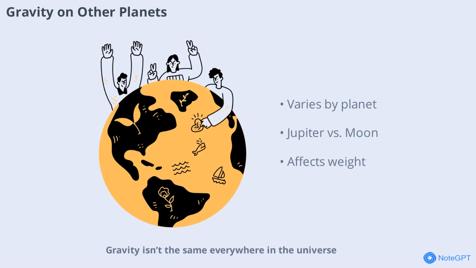Gravity isn't the same everywhere in the universe. Different planets have different masses and sizes, which means their gravitational pull varies. For instance, Jupiter has much stronger gravity than Earth, while the Moon's gravity is only about 1/6 as strong. This difference affects everything from how high you can jump to how much you would weigh on each planet. Exploring gravity on other worlds helps scientists understand planetary formation and the conditions needed for life.